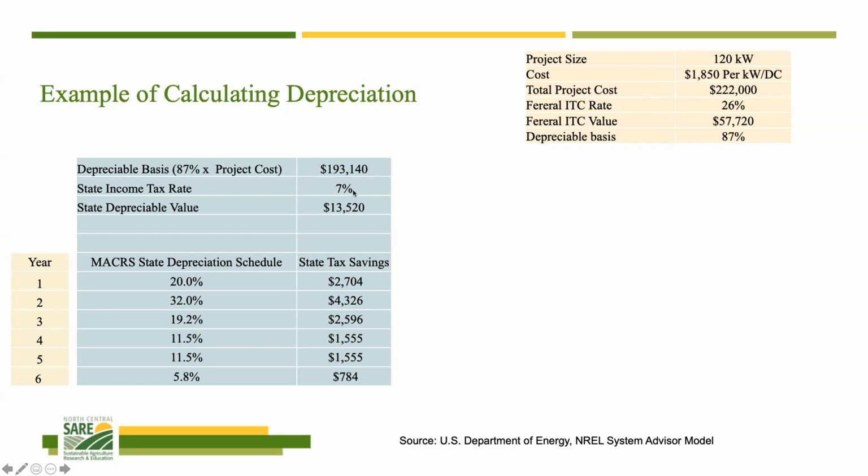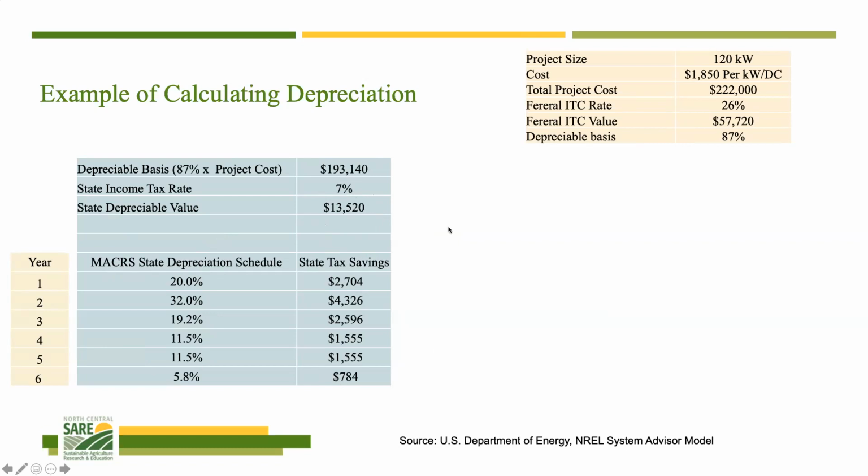So in this example, we ran this assuming a 7% state income tax rate. So you take your 7% times your depreciable basis, and you come up with the state depreciable value of $13,520. Now that's going to be applied using the MACRS model on a 5-year schedule. And you can see the rates here over the years that we're breaking down this $13,520.